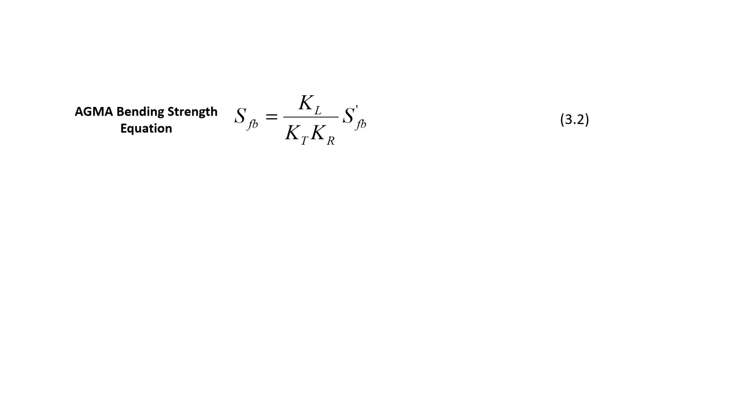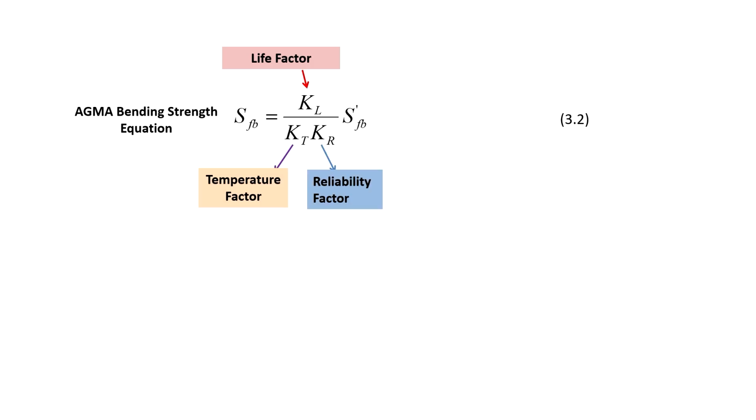Thereafter, the AGMA bending strength equation is given by SFB, this one. This is the temperature factor. If your gear has to work at a temperature more than 120 degrees centigrade, then this temperature factor will come into picture. This is the life factor: if life is other than 10 to the power 7 number of cycles, then this will come into picture. If reliability is other than 99%, then this will come into picture.